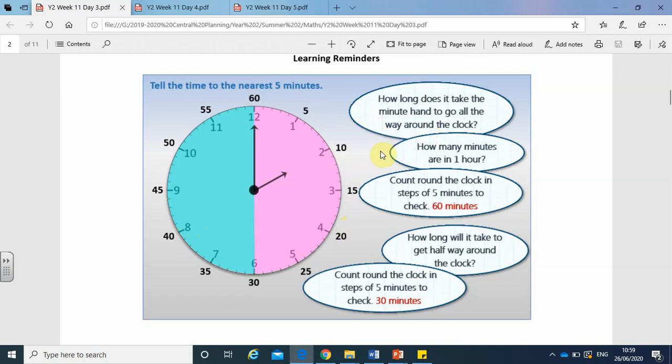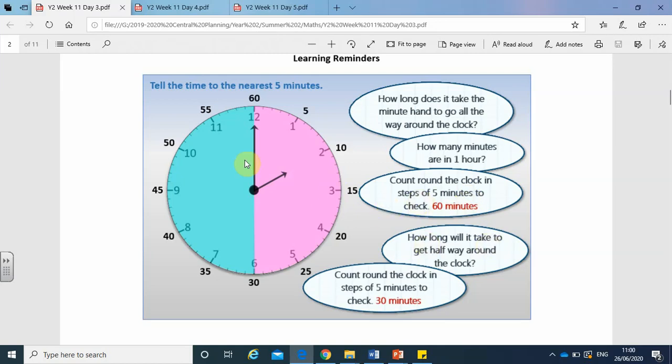A few questions for us linked to some of the learning we have done in school. How long does the minute hand take to go all the way around the clock? Okay, we can have a look. 5, 10, 15, 20, 25, 30, 35, 40, 45, 50, 55, 60 minutes. And we know if it goes all the way around, that's 1 hour. So we know that there are 60 minutes in 1 hour.